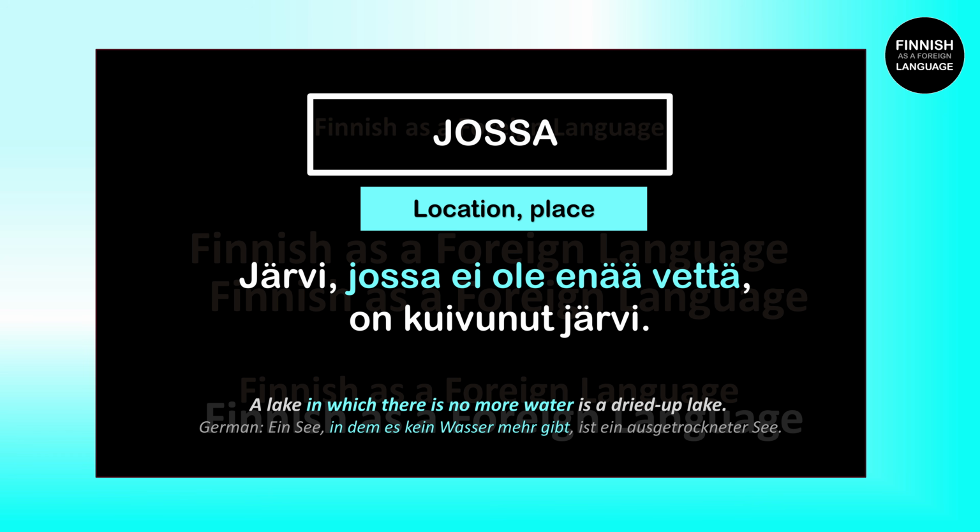So we use jossa here because it refers to järvi and it describes something inside it. In this case, the lack of water. And on kuivunut is the perfect tense, which means the lake has dried up over time and is now dry. It shows that the action happened in the past, but still has a result in the present. So let's repeat again. Järvi, jossa ei ole enää vettä, on kuivunut järvi. In English, a lake in which there's no more water is a dried up lake.